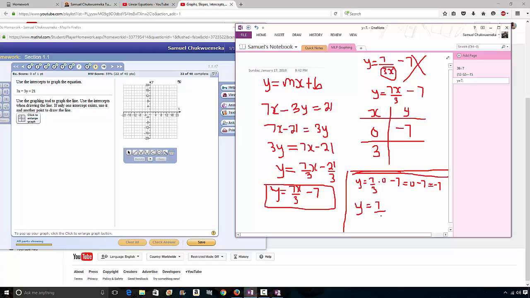So 7/3 times 3. Someone else can use 6, and it will still work. So 3 cancels 3. So 7 minus 7 is 0. Okay, 7 minus 7, and that gives you 0. Someone else can use 6. So if you use 6, 6 divided by 3 is 2. 2 times 7 is 14. 14 minus 7 is 7. So it will still work. Okay.